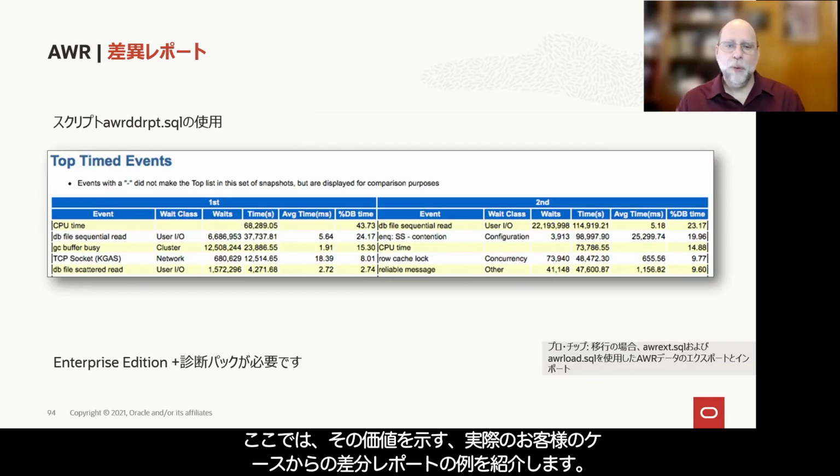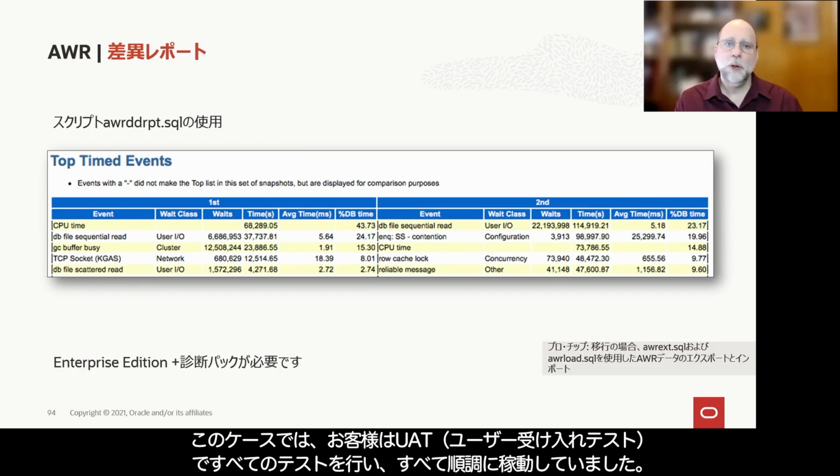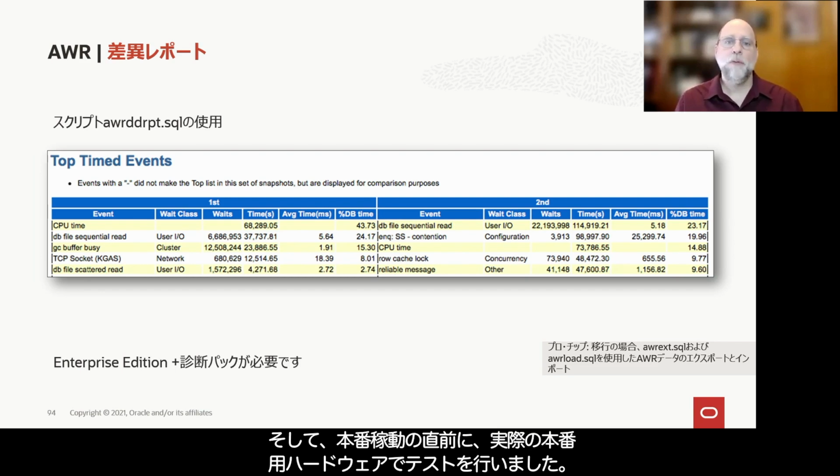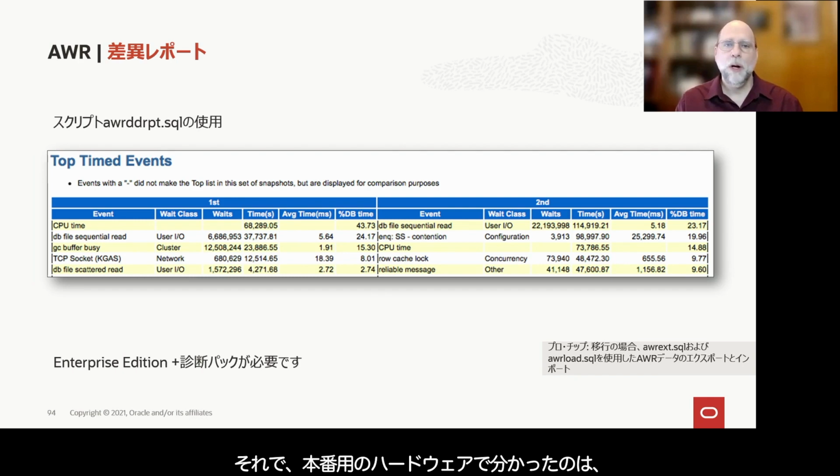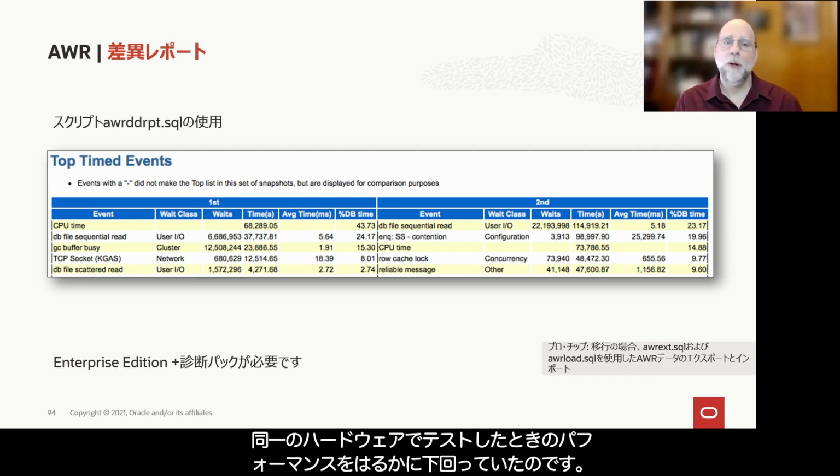And here's an example of a diff report from an actual customer case that shows you the value of it. In this case, the customer had done all their testing in UAT, user acceptance test. Everything was running fine. And then they performed testing in their actual production hardware just before they went live. And they found their production hardware wasn't running nearly as well. The performance was far below what they had experienced in test on identical hardware.